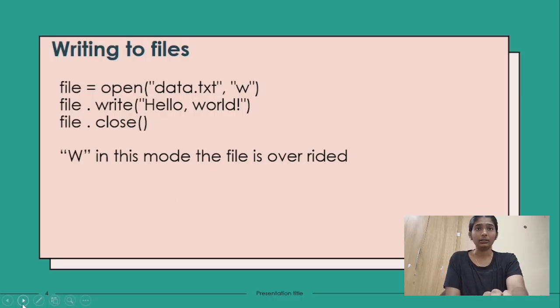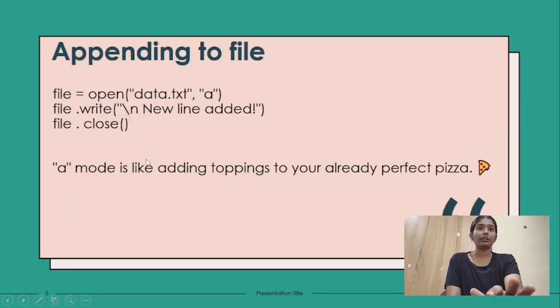Next, appending to files. We should open the file in A mode, append mode. Append is like writing the data from the end. So it is also file.write, whatever line you want to add at the end, then close. Append mode is like adding toppings to an already perfect pizza.